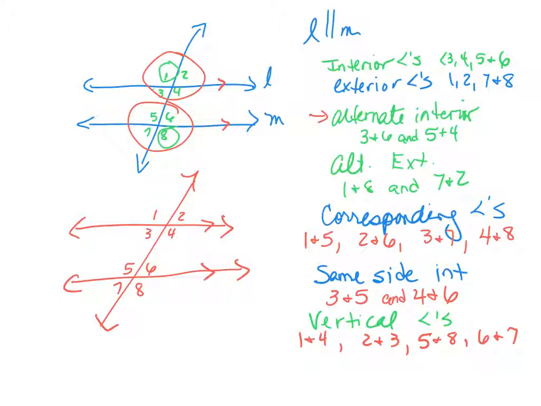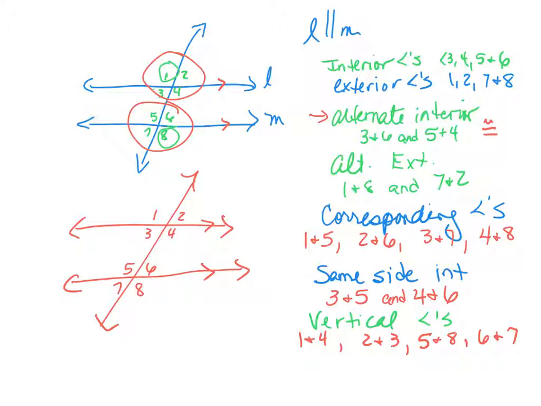Your alternate interior angles, 3 and 6 and 4 and 5, are going to be what? Are they going to be the same measure? Are they going to add up to something? What do you think? They are the same measure, so they are congruent when the lines are parallel.